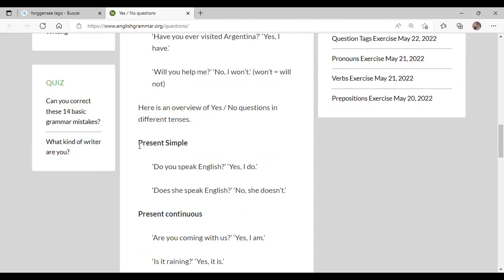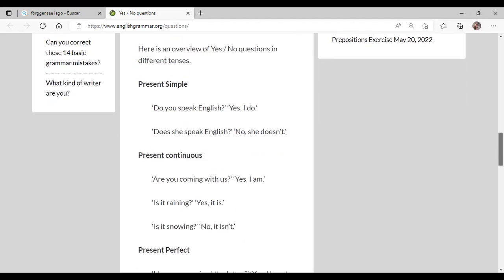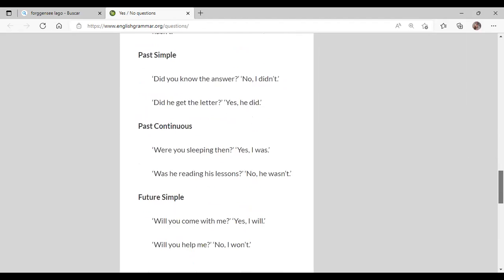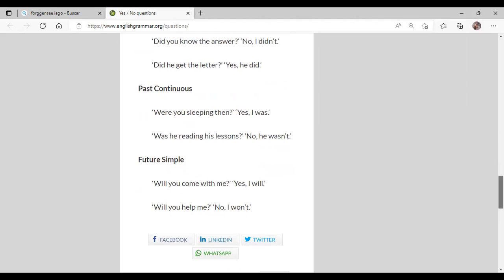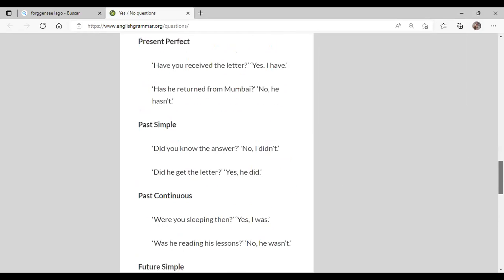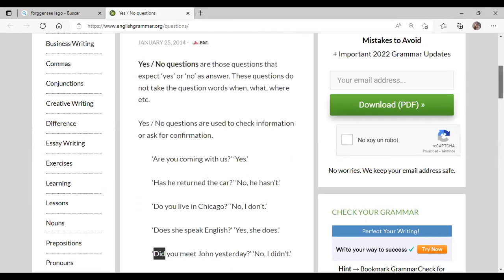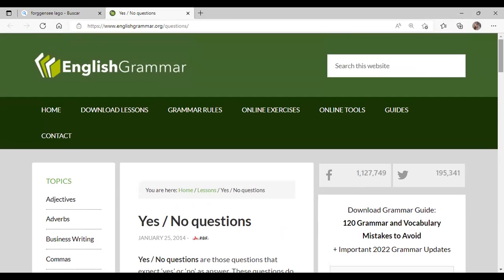So let's see. Present simple, do you speak English? Does she speak English? Here we have some examples of yes-no questions in present simple. Then we have present continuous, present perfect, past simple, past continuous, and future. These are some basic English tenses that you need to know. Of course, in Module 7, you will see more English tenses. But basically, that is what you will find in the first link.